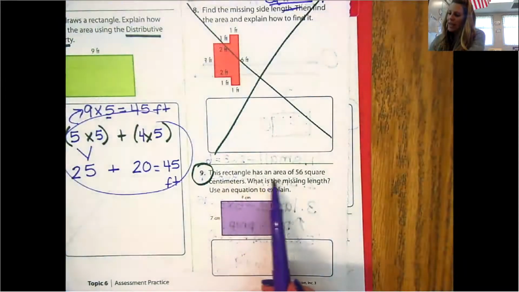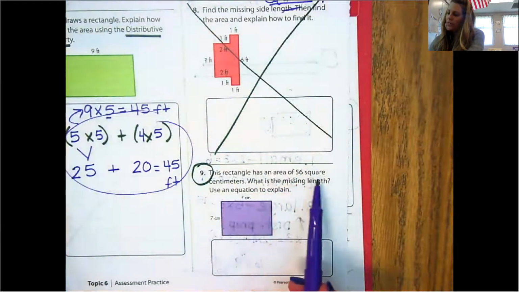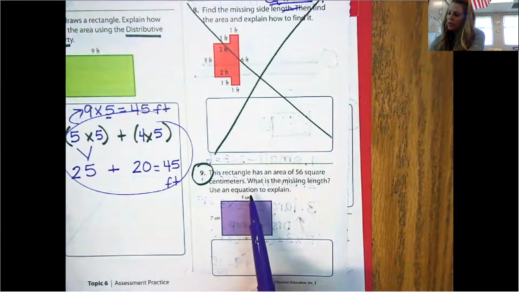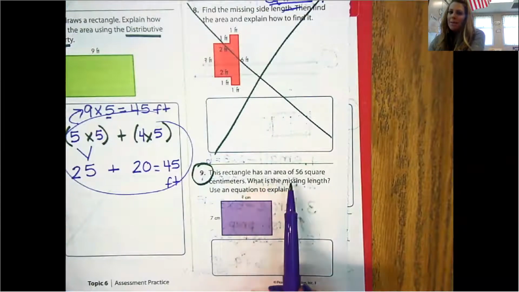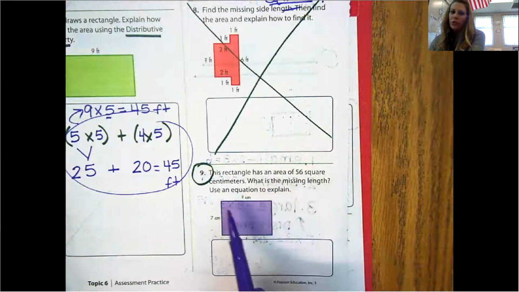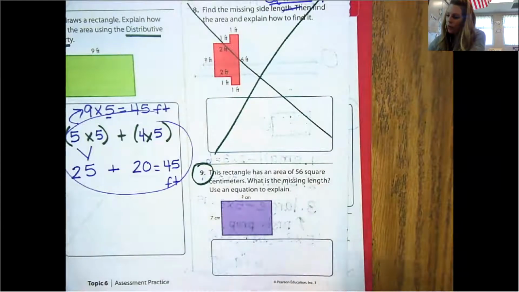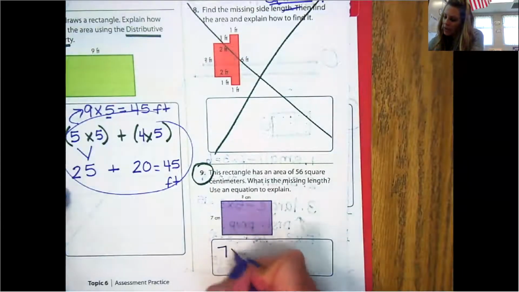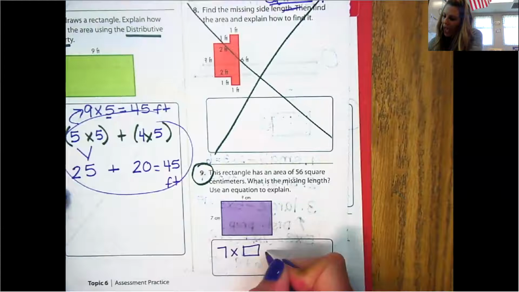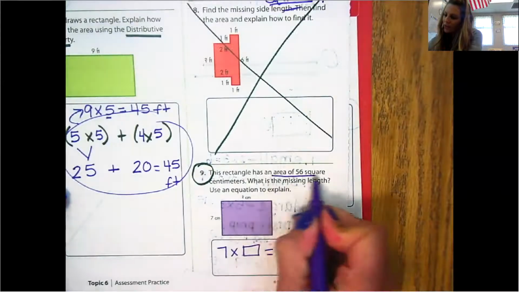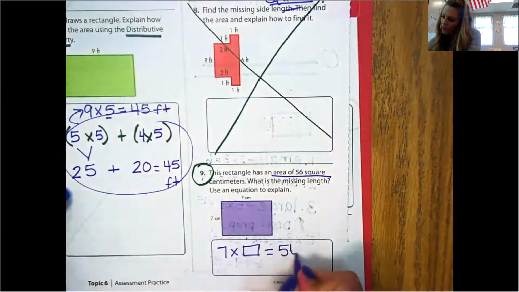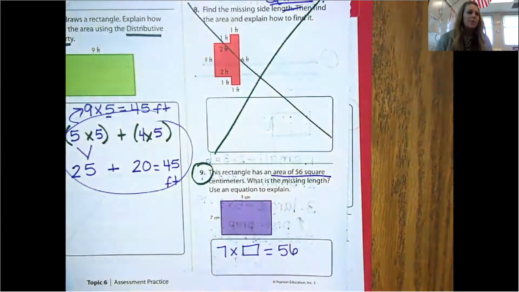This rectangle has an area of 56 square centimeters. What is the missing length? Use an equation to explain. All right, well, they're saying 7 times something has to have the area of 56 square centimeters.